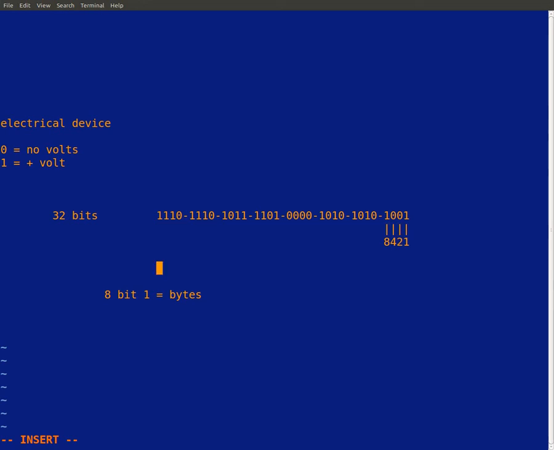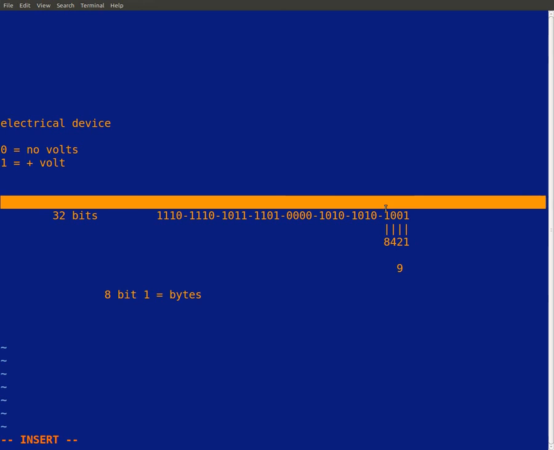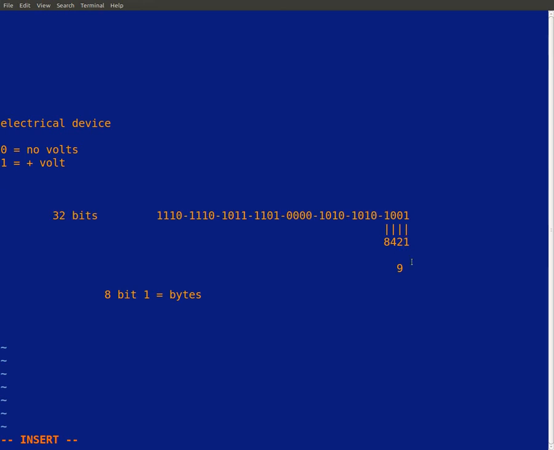Now, for instance, let's go back here. Let's say this here equals 9, right? Why? Because in the 1's place, there is voltage on. Okay? The 2's place, nothing is on, there is no voltage. No voltage in the 4's place, and in the 8's place there is a voltage. This equals a 9. Okay?